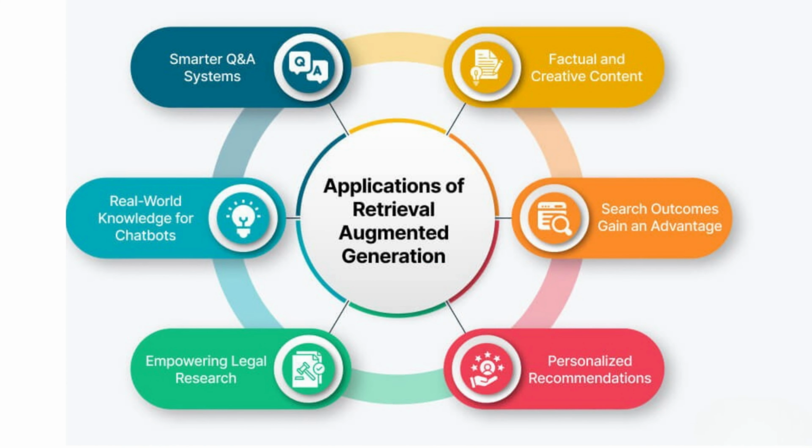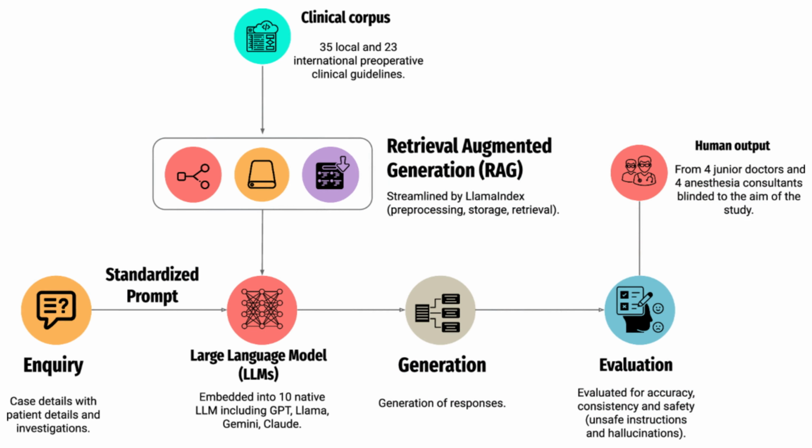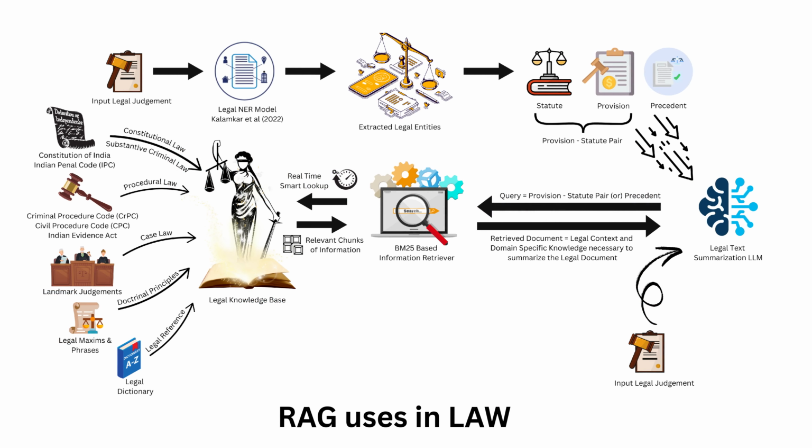Then conversational agents and chatbots. These get a personalization boost by referencing user history or external data. Customer support bots become smarter, handling queries with context from past interactions. In specialized domains like law or medicine, RAG shines by fetching case laws or research papers for informed responses, saving time and reducing errors. And don't forget personalized recommendations.